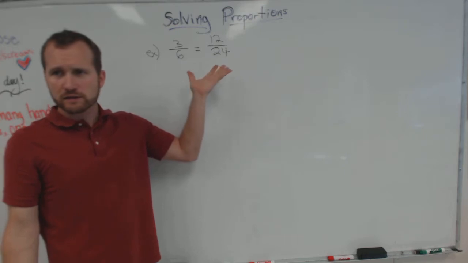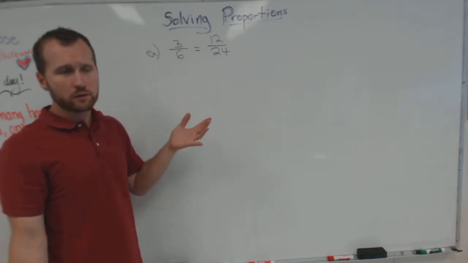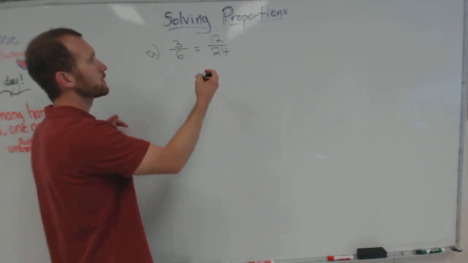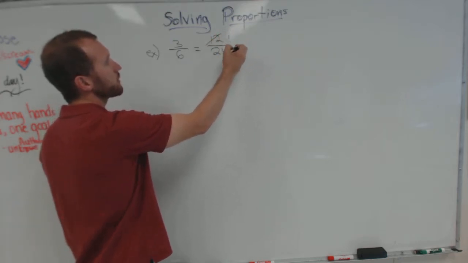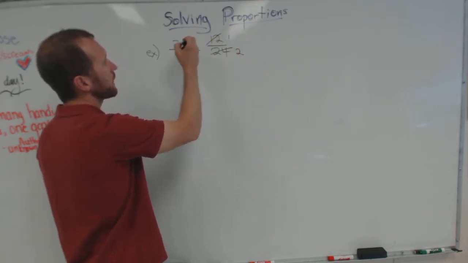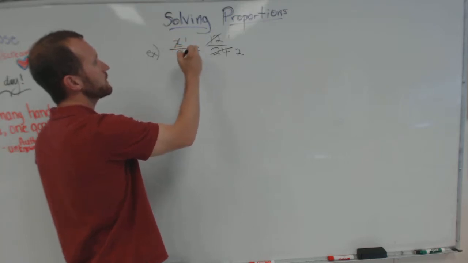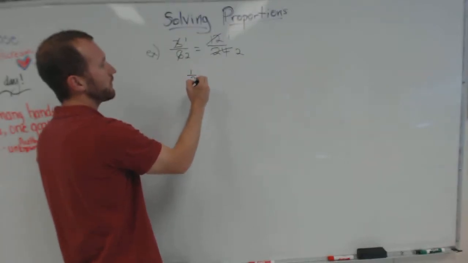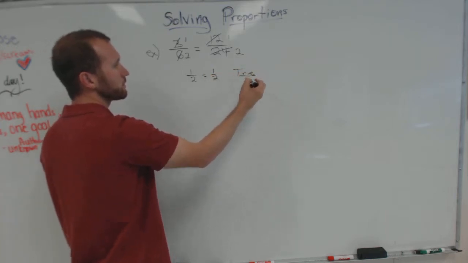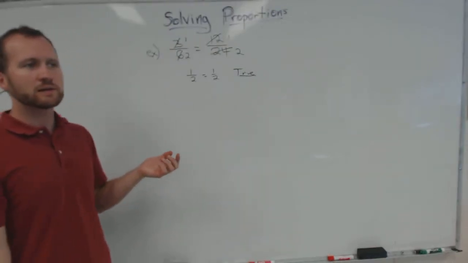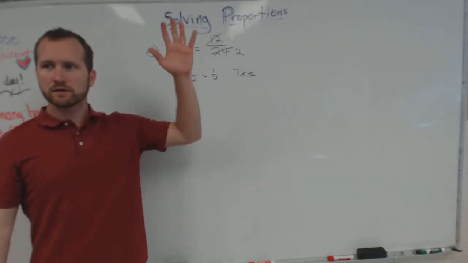Right? And there's two ways to solve that. You can try to reduce. So if I reduced, let's see, 12 goes into both of these, and 3 goes into both of these. So I would have 1/2 equals 1/2, and I could say this is true. The other way to solve it is, what's it called?